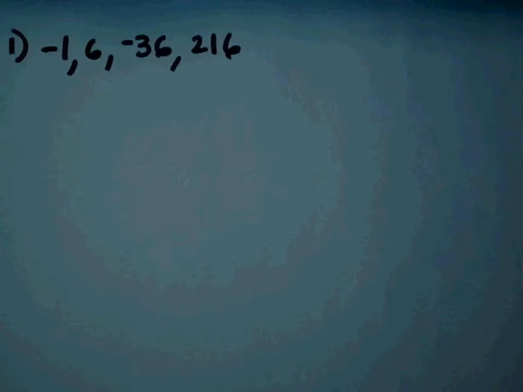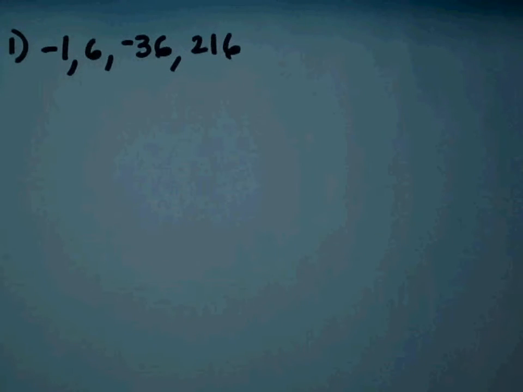All right. So the sequence is -1, 6, -36, and 216. And the questions ask you to identify the sequence, say why you know that, and give the explicit equation. Okay? And so, therefore, I need to test two concepts.